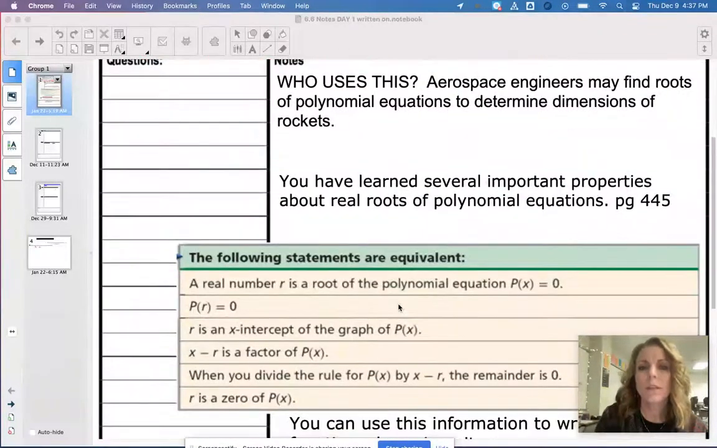Who uses this? Aerospace engineers may find roots of polynomial equations to determine dimensions of rockets.